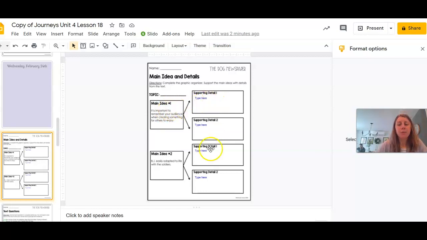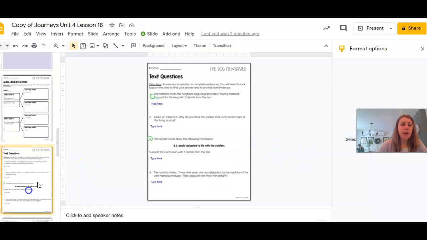So what are some examples in the story that prove that? So you will fill out those 4 supporting details, 2 about this idea, and these other 2 about the fact that BJ easily adapted to life with the soldiers. Okay, so you'll come up with 2 supporting details that show that.